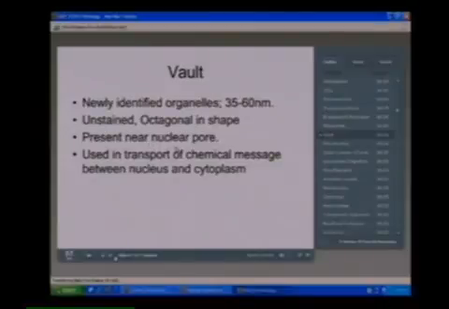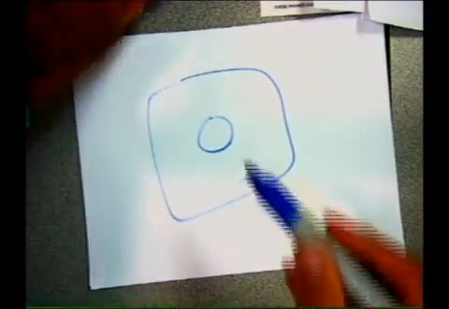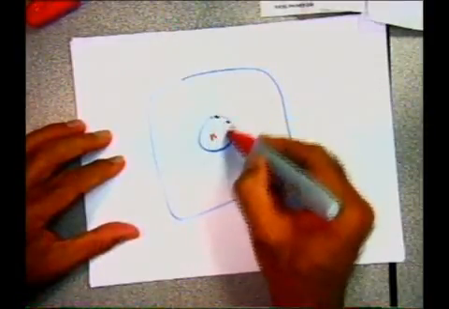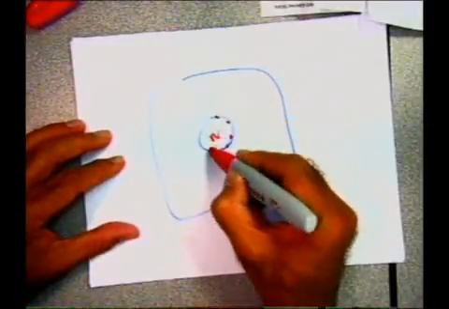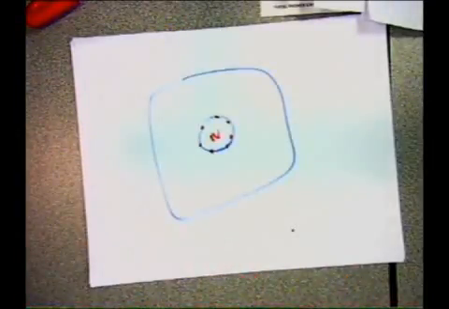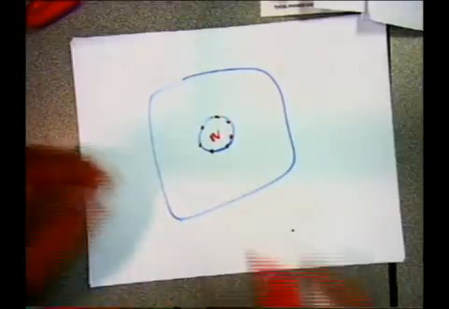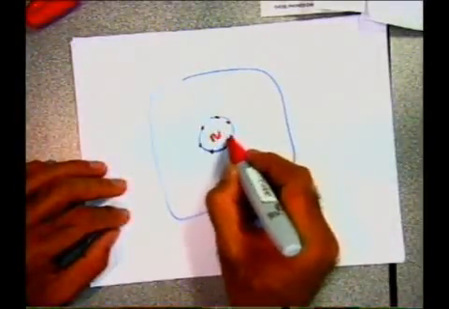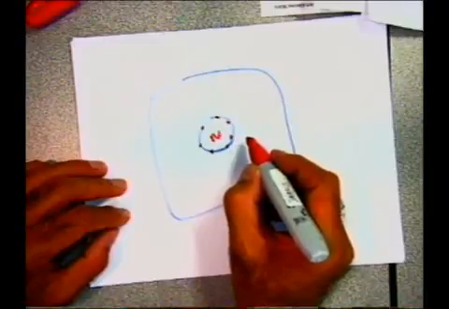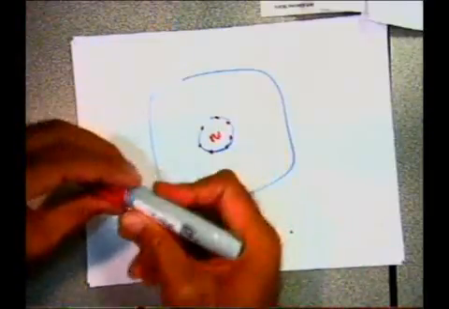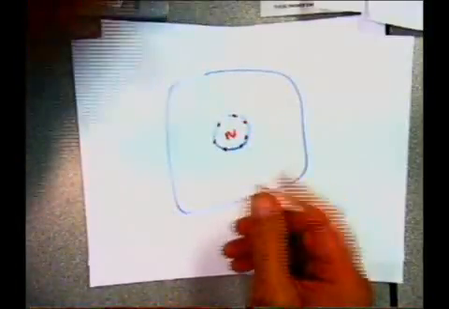Suppose this is a cell, and there's a nucleus, and these are the nuclear pores. I think yesterday in our histology lab we explained the nuclear pore. That's where mRNA goes out of the nucleus through these pores, so it is used in transport of chemical messages between the nucleus and cytoplasm.